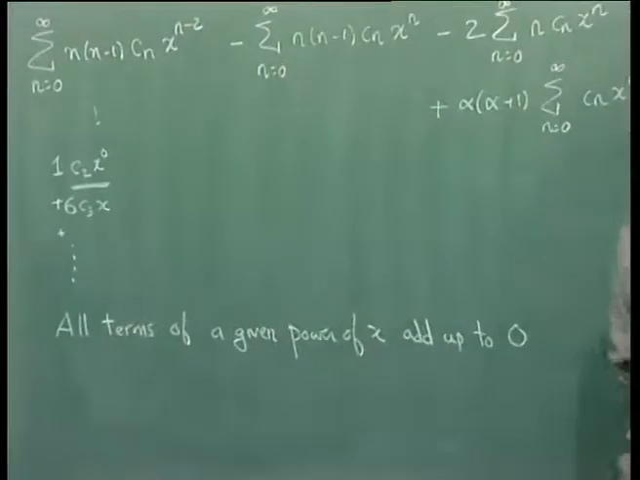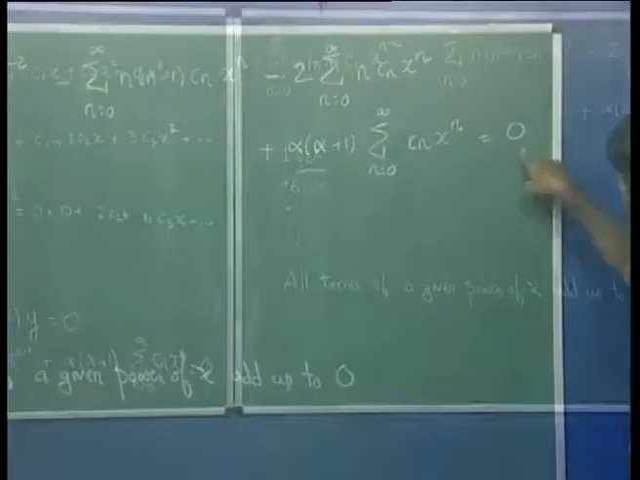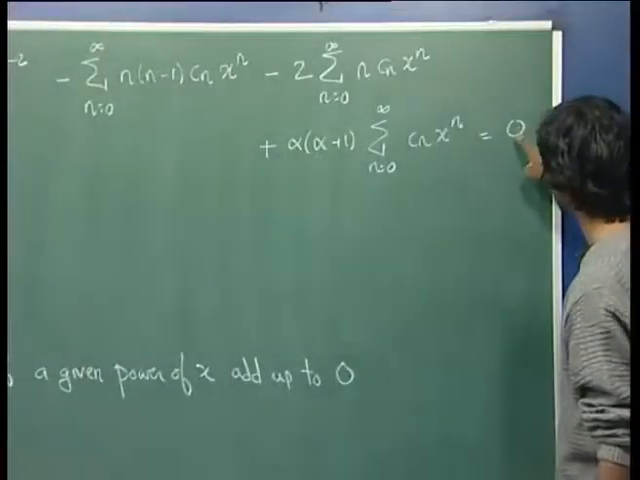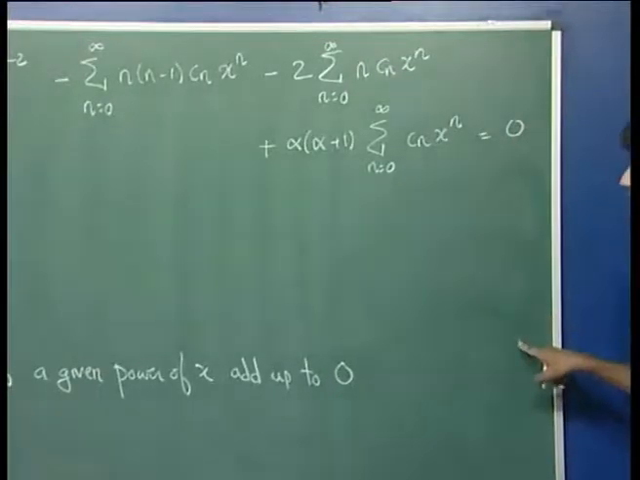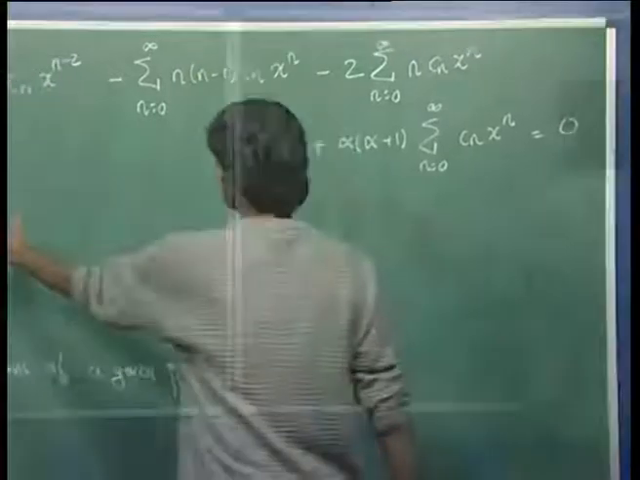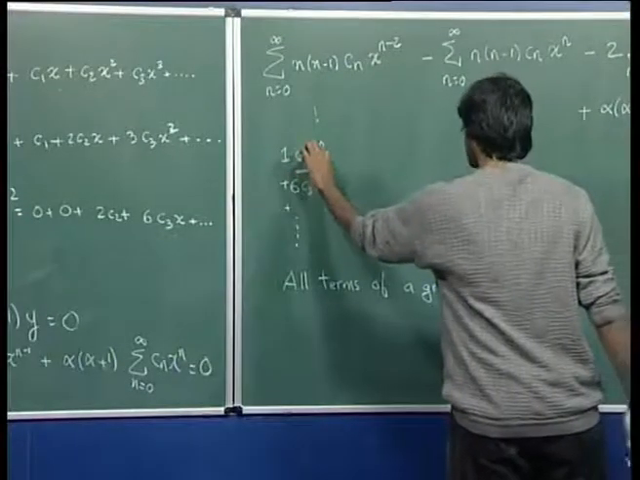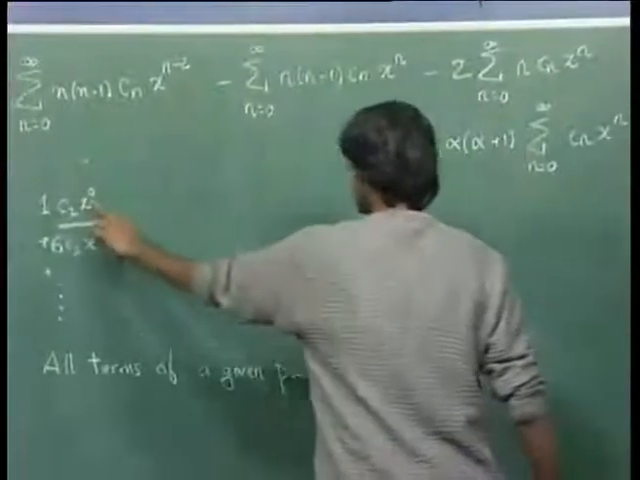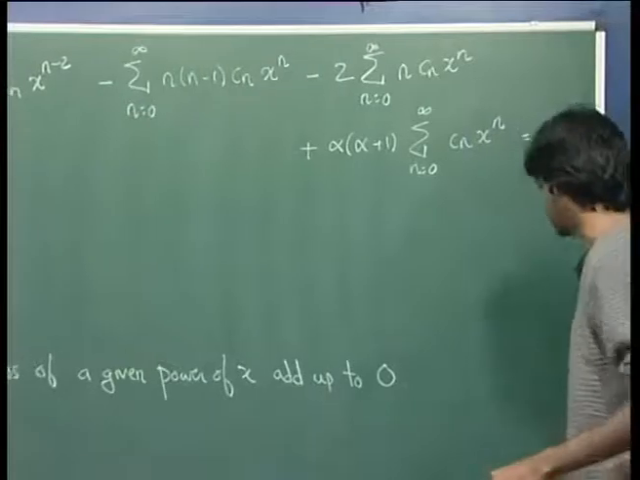Okay. So, in other words the right hand side here is 0. Okay. So, the right hand side I can write as 0 plus 0 x plus 0 x square plus 0 x cube plus so on. So, now what we do is we do term by term, each of these should add up to 0. Okay. So, let us see how that works.